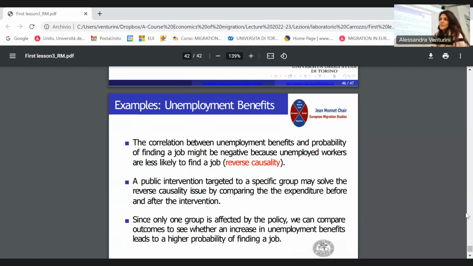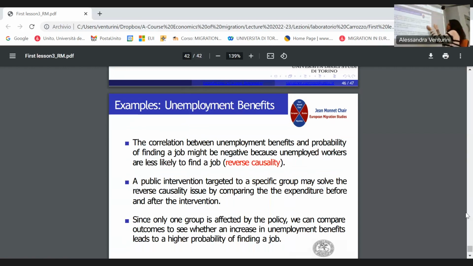So the intervention could be a training course, a support in finding a job, and another group in which the intervention is not done. Yes, you can also just look at the different employment situation between two groups before and after, no? Just to see if there are some differences, no?